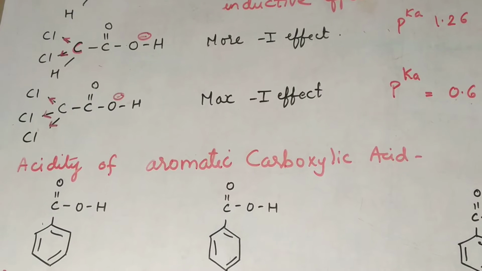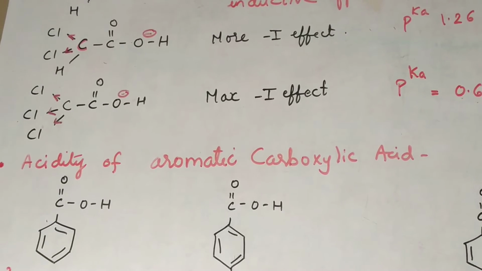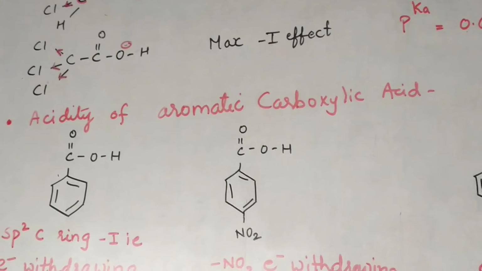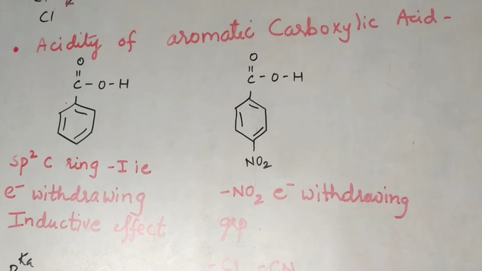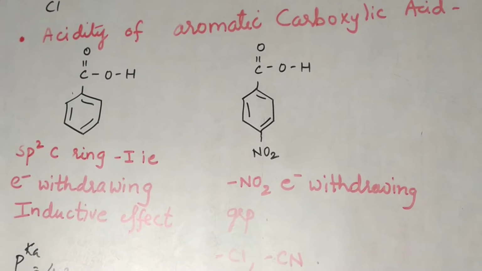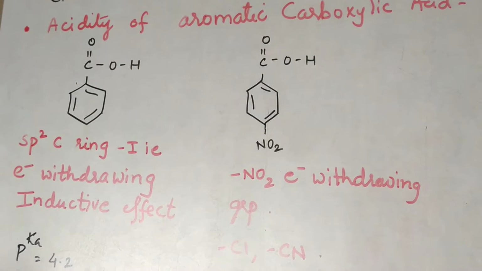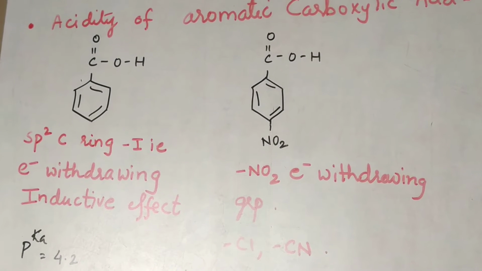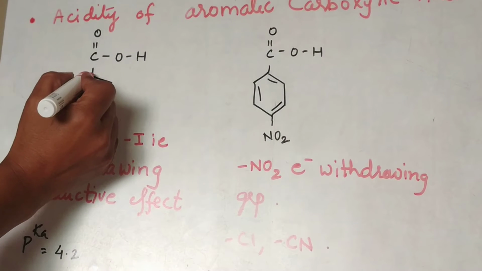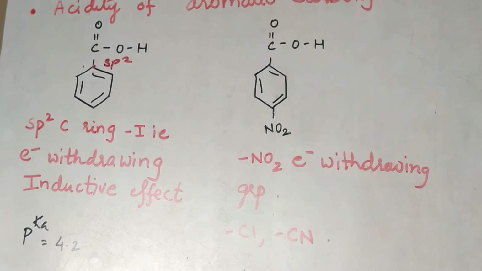Now when we move towards the acidity, next point, acidity of aromatic carboxylic acids. Now aromatic carboxylic acid. The simplest aromatic carboxylic acid that we know is benzoic acid. In benzoic acid, the point that you must remember and make it clear is that this is sp2 hybridized carbon. Here, this carbon is sp2 hybridized carbon.